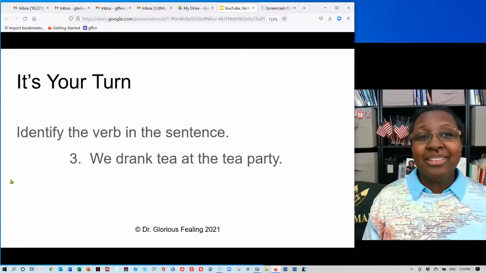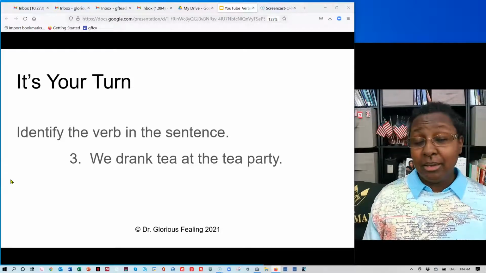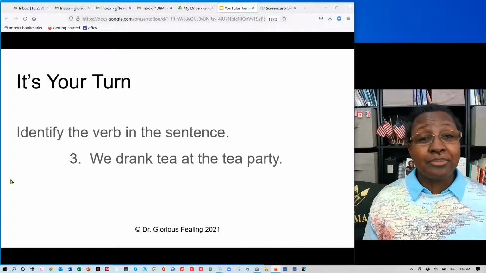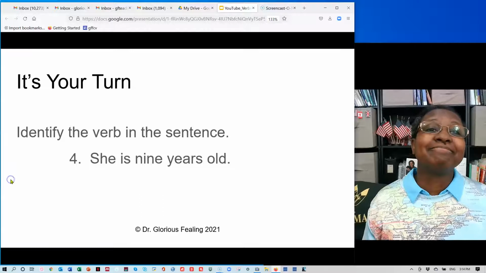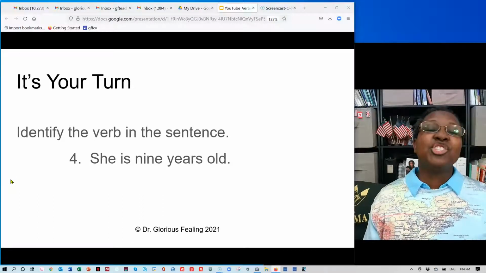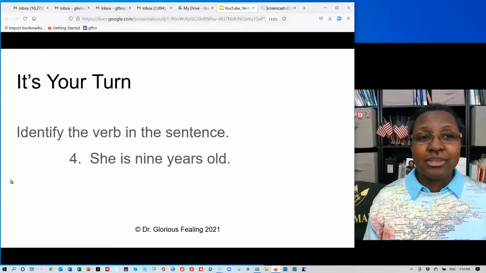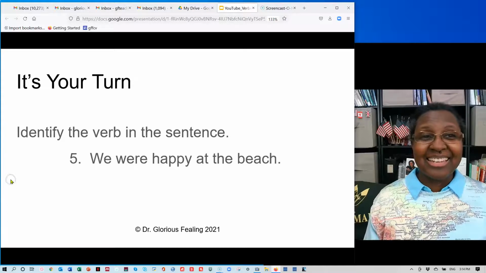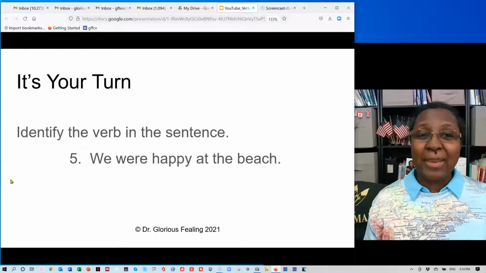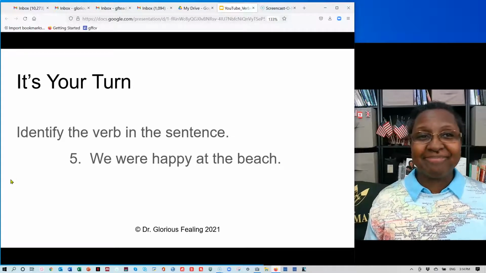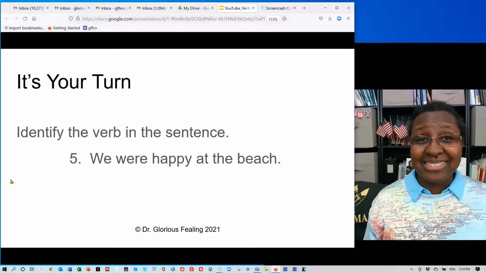Number 3, we drank tea at the tea party. Is there an auxiliary verb or verb of being? How about an action verb in this sentence? Number 4, she is 9 years old. Is there some type of action or auxiliary verb in this sentence? Number 5, we were happy at the beach. Is there some action, or is there an auxiliary verb in this sentence?